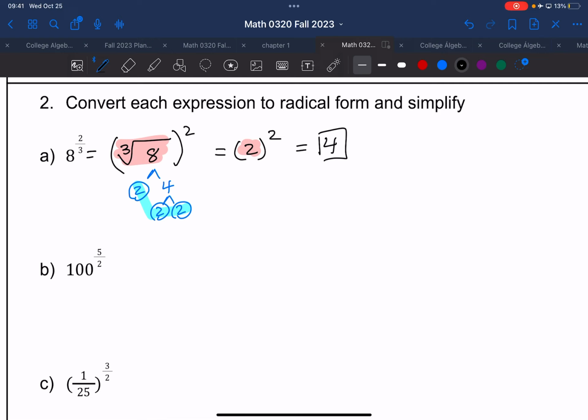So for these ones, there's just one extra step. Once we find the answer, we do whatever it's telling us to do. In this case, it told us to square it.